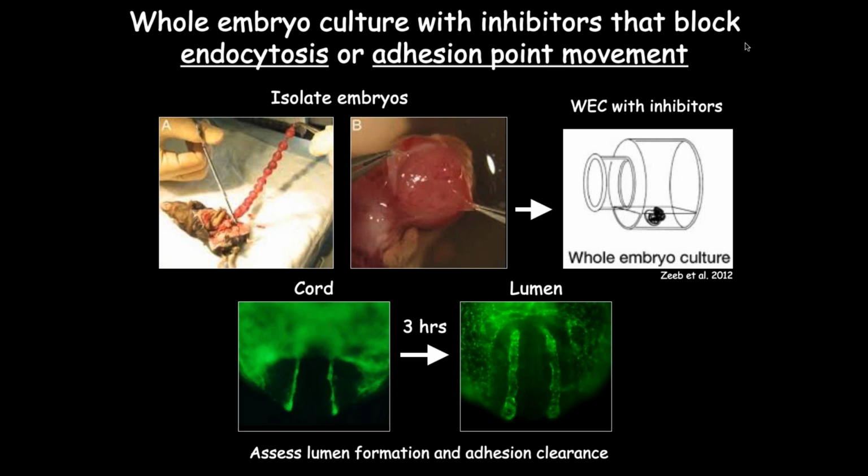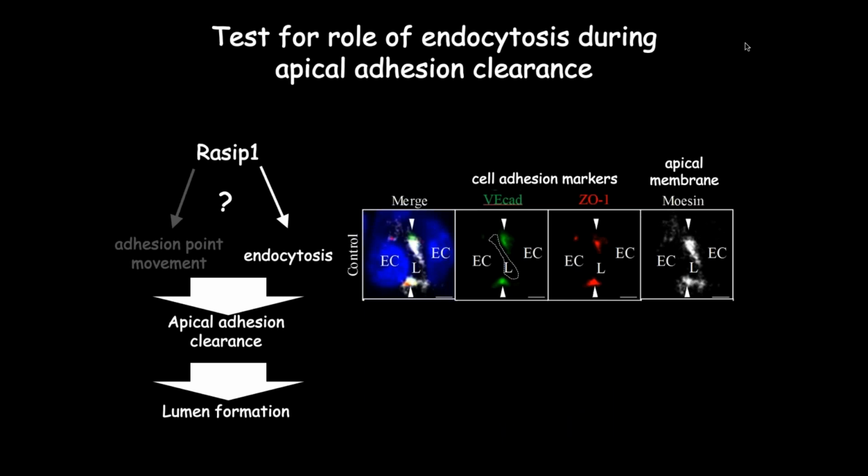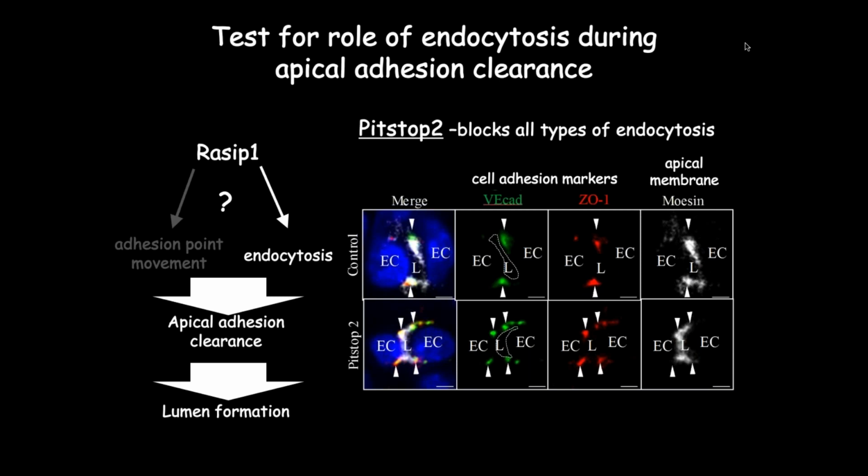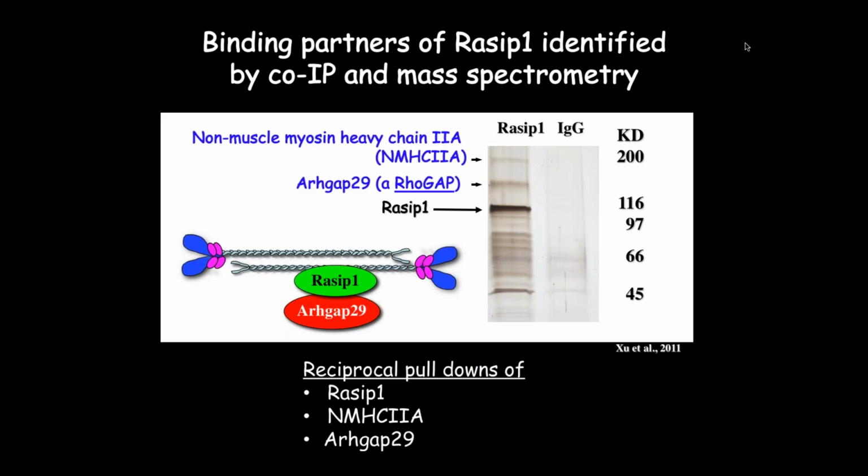Because we culture them, we could now use drugs to query different pathways. In this particular case, David asked the question, is endocytosis critical for the process of lumen formation? What I'm showing you here on the top is a control mouse that's being cultured, and lumens will open very nicely and naturally in this system. What he did now was add inhibitors to all different types of endocytosis. Here I'm showing you PitStop2, which is an inhibitor of clathrin-dependent and clathrin-independent endocytosis. He showed that even when you treated for 3 hours before and during lumen opening, the lumens would open just fine. So this told us that endocytosis was not being used for this process of adhesion clearance and lumen formation. So we really started to think about the other role, which was potentially moving out of the way.